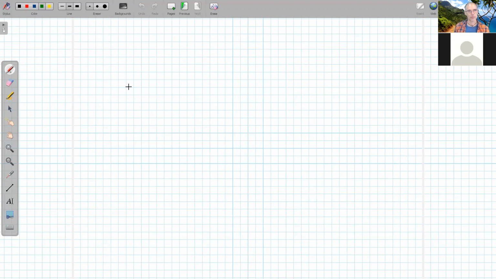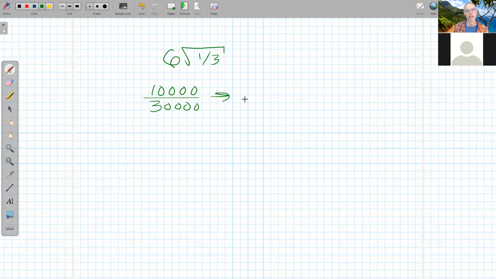6 to the square root of 1/3. It says 6 and then the square root and then 1/3. Like that? Yes, because 10,000 divided by 30,000 turns into 1/3. And you're right, that reduces to 1/3. And then we want to take the 5th root of that. So we want to know what is the 5th root of 1/3. Not the 6, because it says 6 years. Oh, you had 6 years, sorry.